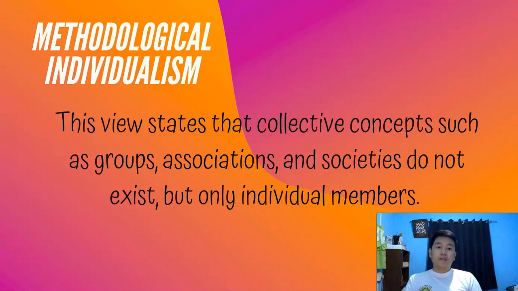This view states that collective concepts such as groups, associations, and societies do not actually exist, but only individual members. For example, take a typical class in a school. Using methodological individualism, the class does not actually exist, but only the teacher and the students. What exists is the teacher and the students, but not actually the class. Rather, it is in a way a mere concept, not an objective reality.